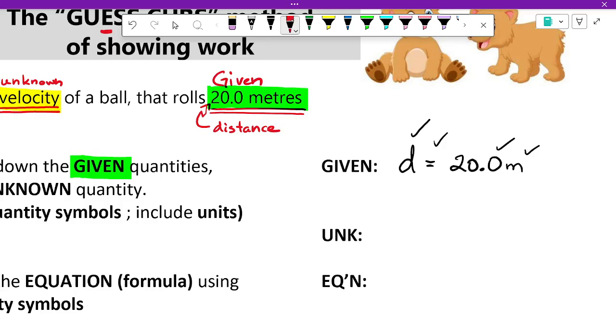What is the unit for velocity? Because it's distance over time, it is meters per second. We'll come to that. We'll get that at the end of the question. Good question, though.